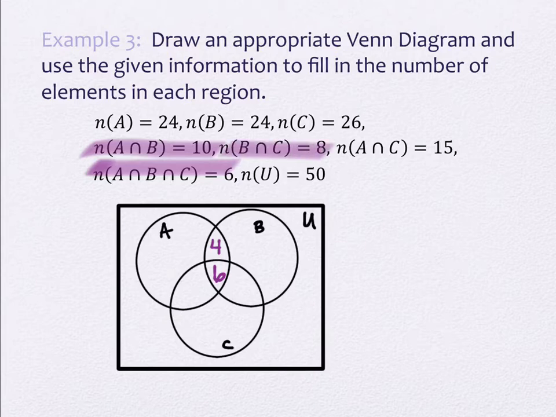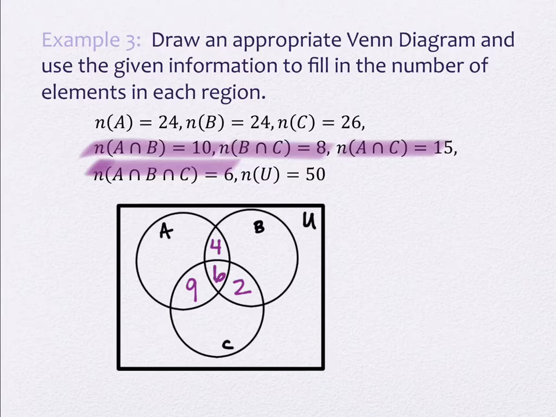The next one is 8 for B intersects C. So B intersects C is right here. So how many has to be in that outer part of those two pieces? 2. So there's a 2 right here. And then the last one with A intersects C is 15. That piece is right here, right? So I need a 9. 9 and 6 to make my 15. Okay, so we're working from the inside out.